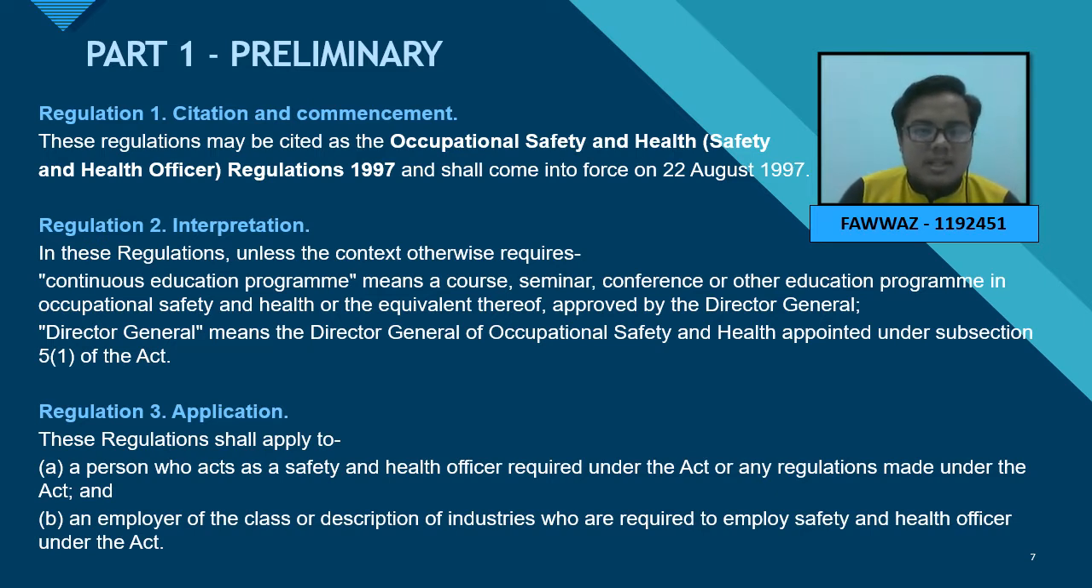Next, Regulation 2, Interpretation. It states here that any continuous education program, that means a course, seminar, conference or other educational program related to occupational safety and health, must be approved by the Director General. Next, Regulation 3, which is application. These regulations apply to any person who is a safety and health officer, and also the person who is required to employ a safety and health officer under this Act.